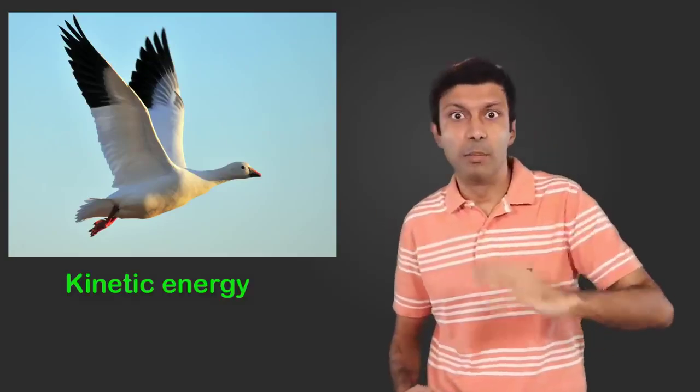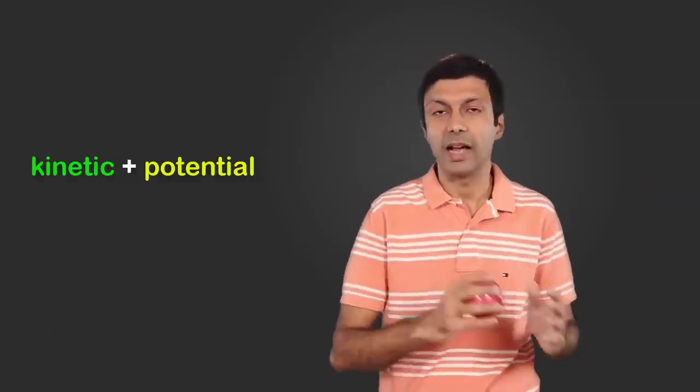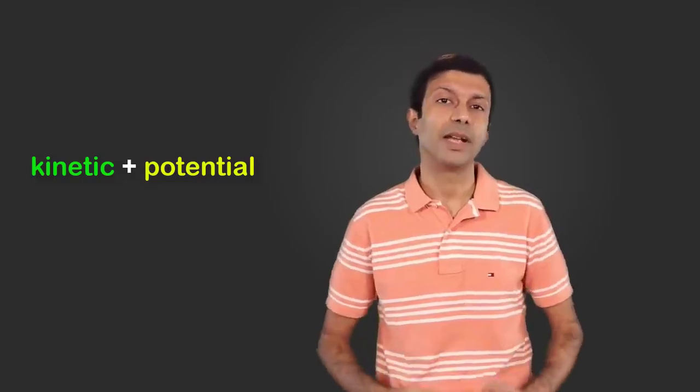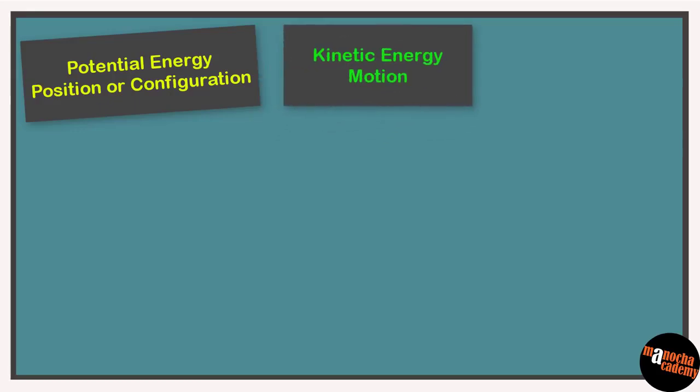So when you're running or you're walking, you have kinetic energy. A moving car has kinetic energy. So what do you think about a flying bird? So since it's flying, it has kinetic energy, but the bird is also at a height. So it's got potential energy as well. And this sum of kinetic and potential energy is known as mechanical energy. Let's stick kinetic energy onto our concept board. Kinetic energy is for motion.